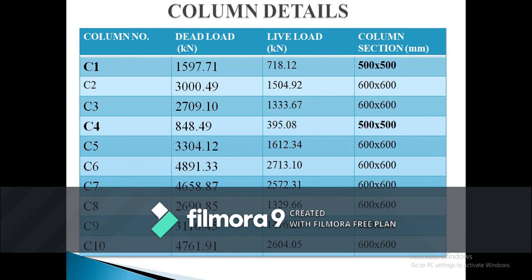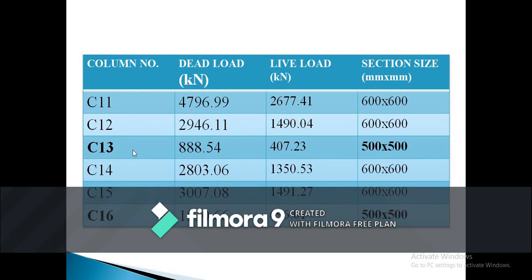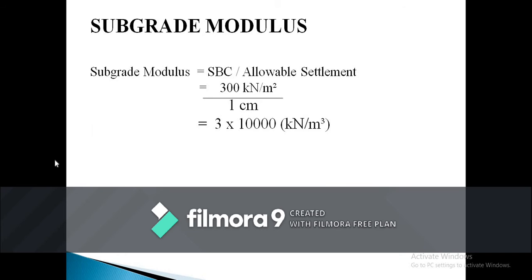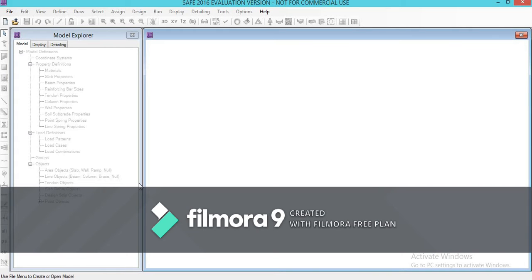Using those results which I have shown earlier, I have formed this table. Here column 1 has a dead load of 1597.71 kilonewton and live load of respective which is shown in this table, and column section 500 by 500. You can see that C1, C4, C13 and C16 have 500 by 500 column section, and rest of them have 600 by 600. Now let's start the foundation design.